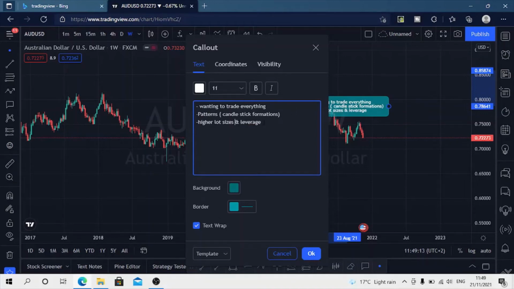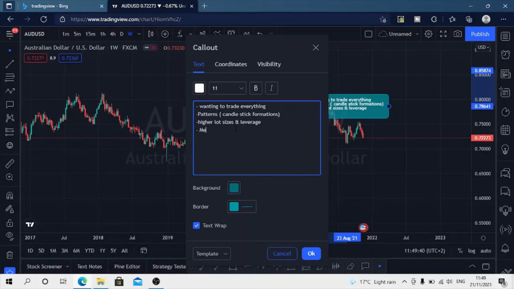So if it was up to me, I'd actually want to highlight this. This is very, very important. If your lot size is very high, if it's too much for your current account size, then you are going to make the worst mistakes of your trading career. You're going to blow out quicker than you're actually going to blow up, I must say, because I cannot stress this enough, guys. Your leverage and your lot size is very, very important.